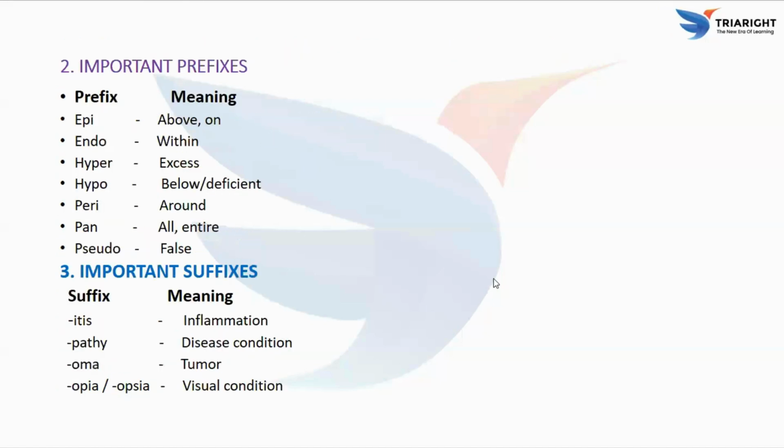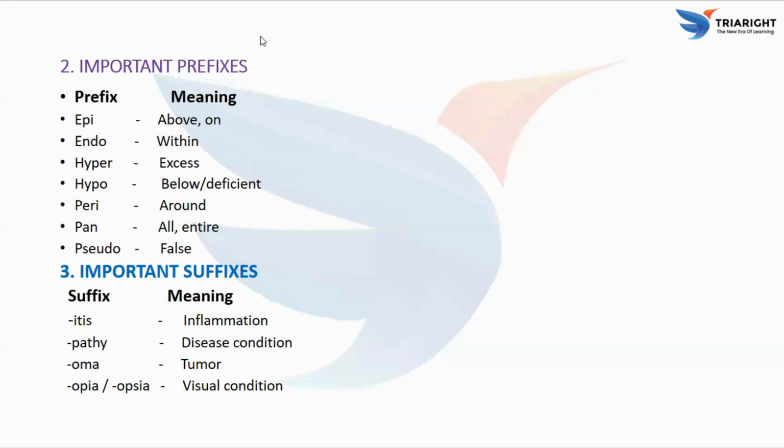So next, coming to prefixes. Prefixes are the words which are added before the root words to change their meaning. So understanding them helps to decode the medical terms very easily. So what is the first prefix? Epi. What do you mean by epi? Above, on. So this is used whenever something is located on the surface or above another surface. For example, epidermis. Epidermis is a layer on the top of the dermis.